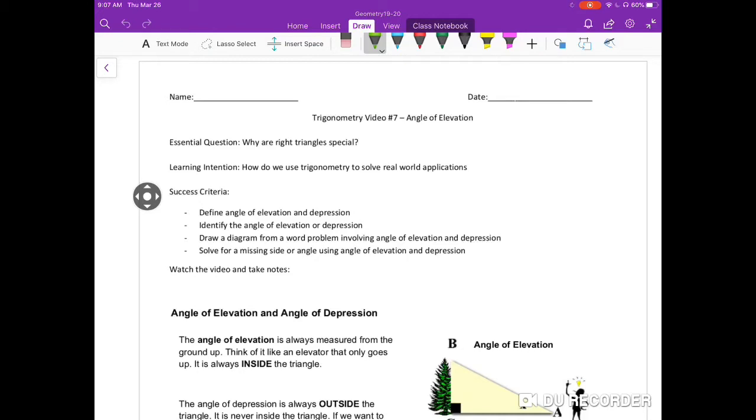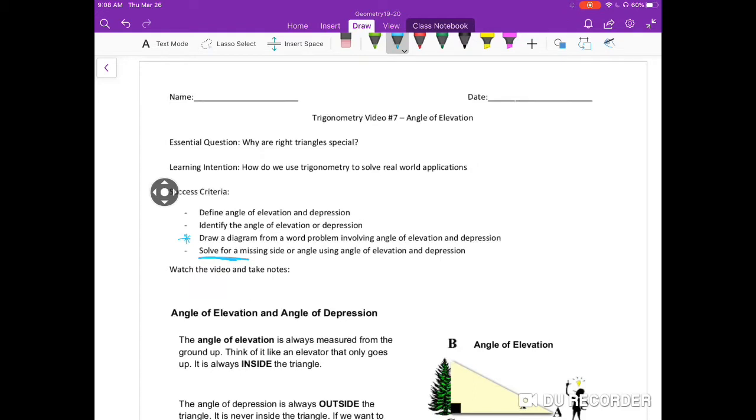The only way this is going to change is that now we're going to have some word problems, and we're going to use these vocabulary words to get the information into the picture. So, new things today: we need to know what angle of elevation and depression are, identify where they are in a picture, and draw a diagram from a word problem. This is going to be the key. This is usually our part 3 on our Regents exam. And once we get to solving, that's pretty much the same exact thing that we've been doing.